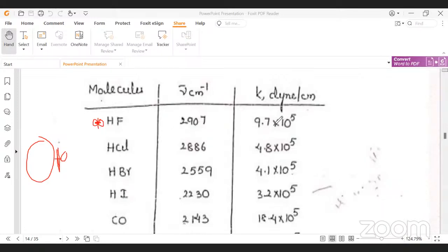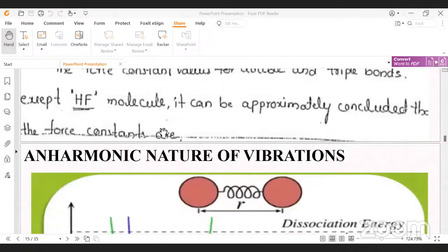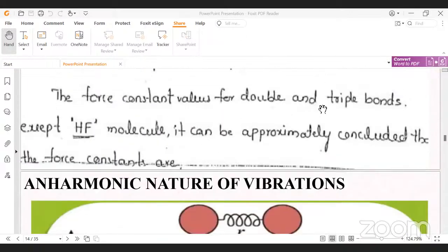Look at here. This is 9.7, and compared to this the force constant decreases to 4.8, because of the energy difference. The energy required to break the bond between these two is much less than for hydrogen fluoride. That's why the force constant also decreases. This is simple logic.